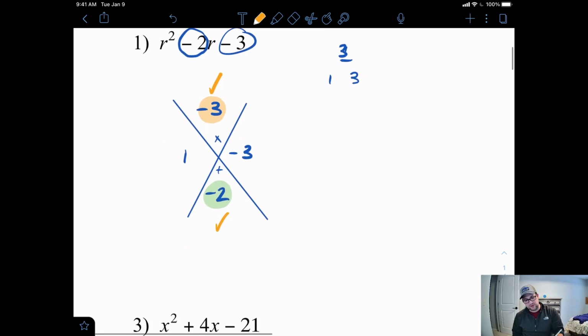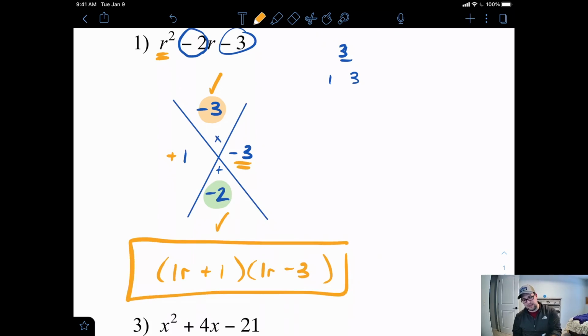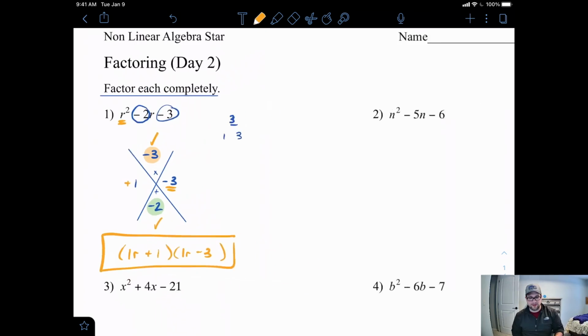So once you got your numbers, then you want to draw those parentheses. This time our variable is r, so we're going to say 1r, and this is a positive 1, so I'm going to say plus 1. And then 1r minus 3. And that will be my answer. Nice job. Let's do another one.